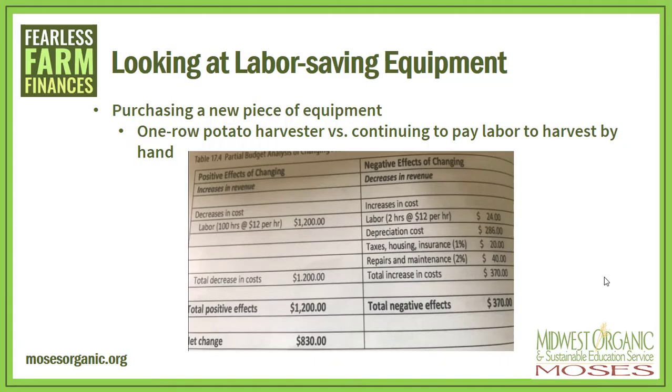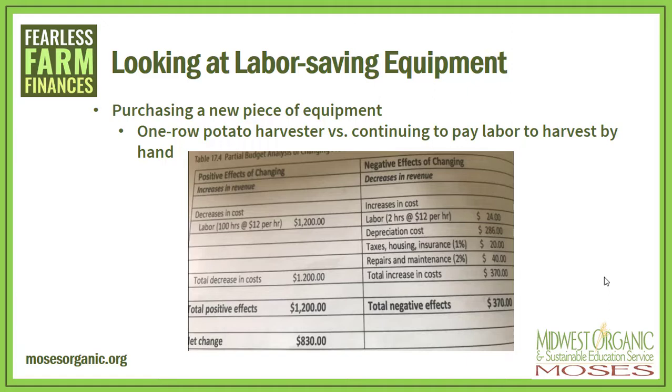The fourth example of how partial budgets can be used in decision making looks at purchasing a new piece of equipment. This example is in the book on page 163. This particular farm is going to look at a decision that focuses on the cost of the equipment versus the cost of labor that is saved by the equipment. They're wondering, does it make sense to purchase a one-row potato harvester versus continuing to dig the potatoes and harvest them by hand?